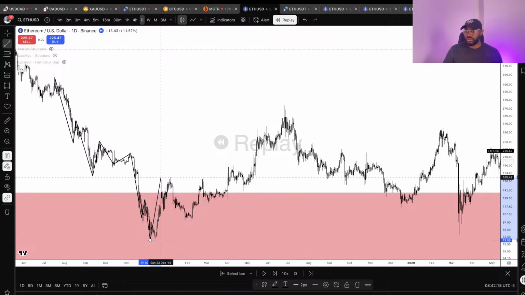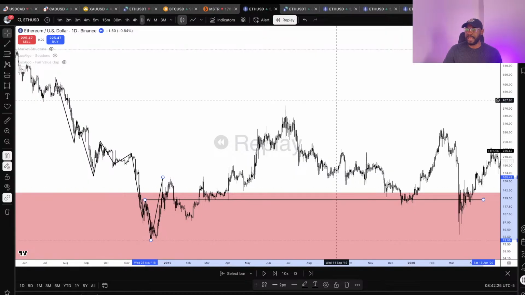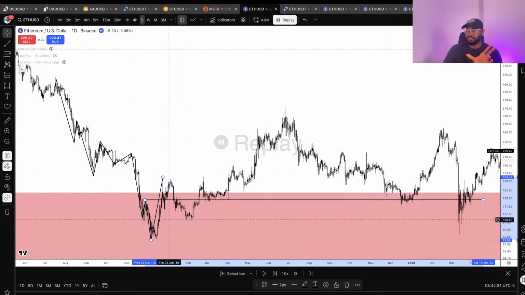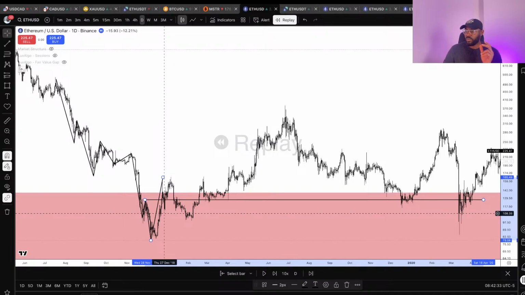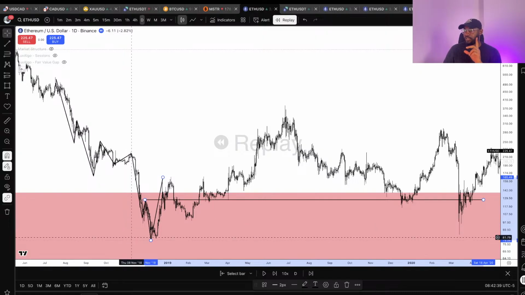After breaking this structure, all we're looking for is a retest for us to buy for a continuation to the upside, because now we're seeing that the long term is bullish. All we're looking for is the short term, the 4-hour and the daily time frame, to switch from bearish to bullish for that continuation market structure. And once we see this, that's when we're looking for buy opportunities, whether it's investing or trading.